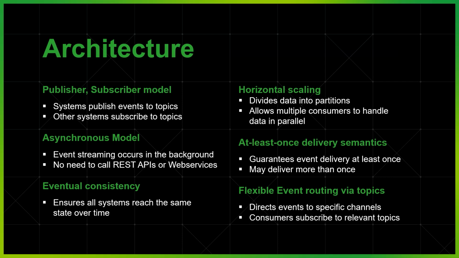Flexible routing via topics can be used to direct events to specific channels based on the event's type. Consumers subscribe to relevant topics, ensuring they only receive specific events. For example, in a banking system, a dashboard focused on customer insights wouldn't need to access confidential financial data. By routing only the customer data to a customer data topic, the dashboard application could only subscribe to the customer data topic, and therefore would only see events pertaining to customer data.